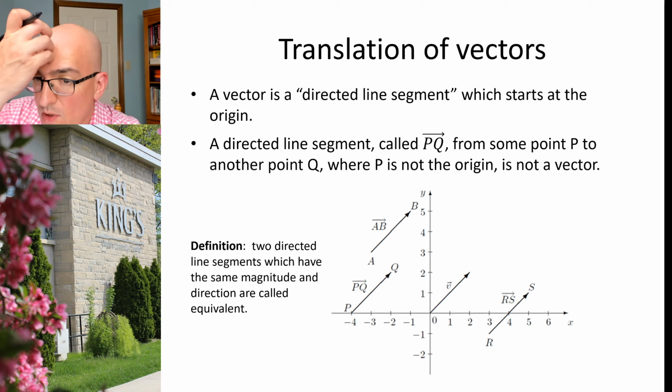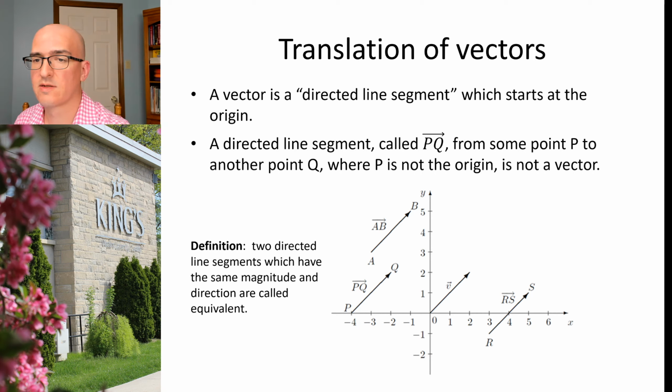A directed line segment can be translated from the origin, from having the beginning starting at the origin, to some other point. That is to say that not all directed line segments are vectors. Any directed line segment that begins at the point 0, 0 or 0, 0, 0 is a vector. But if we shift it so it begins somewhere else, it's still a type of geometric object, but it no longer could be classified as a vector.